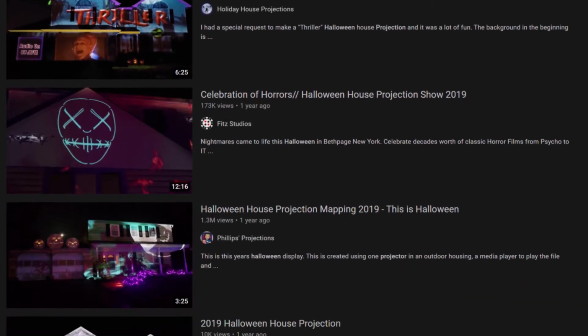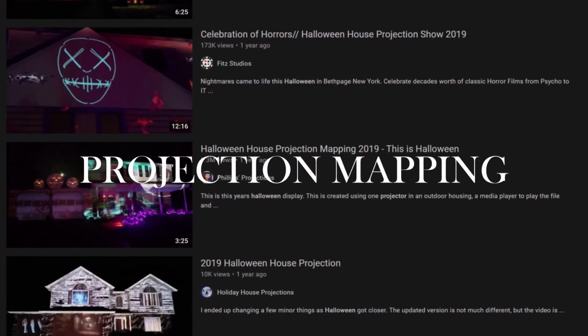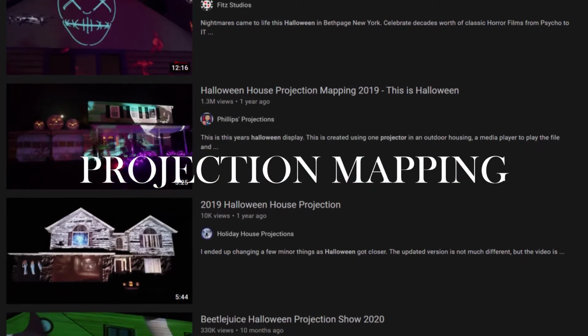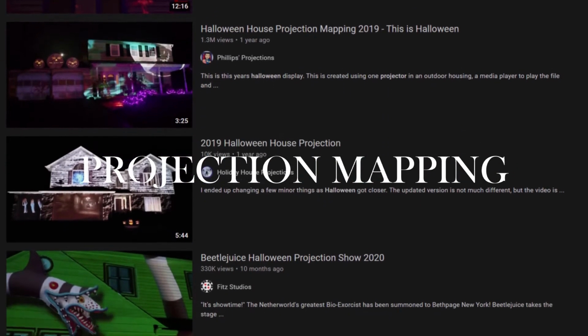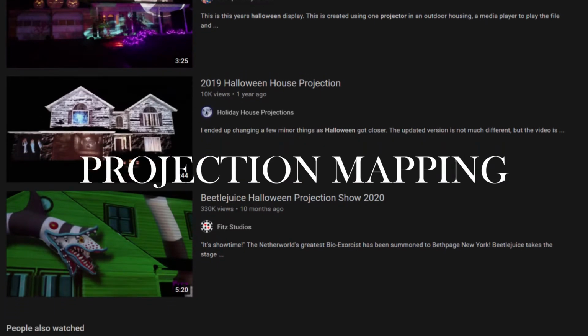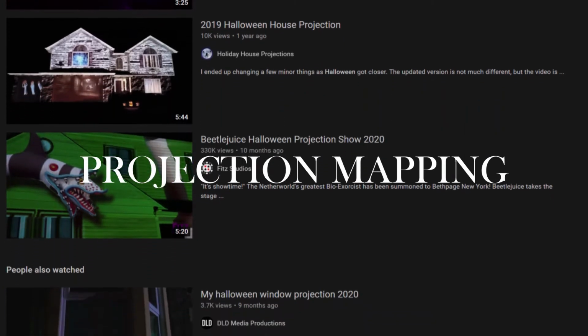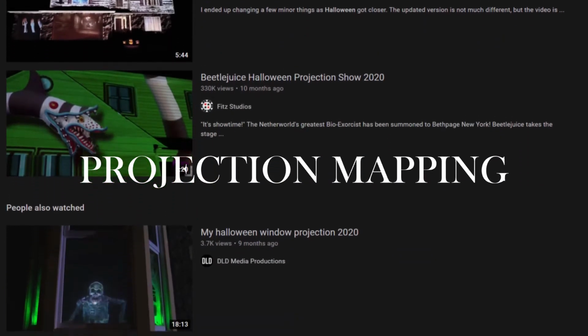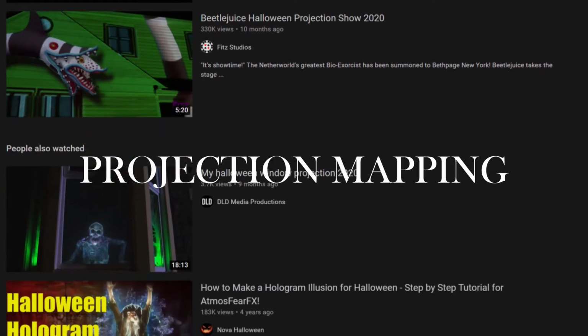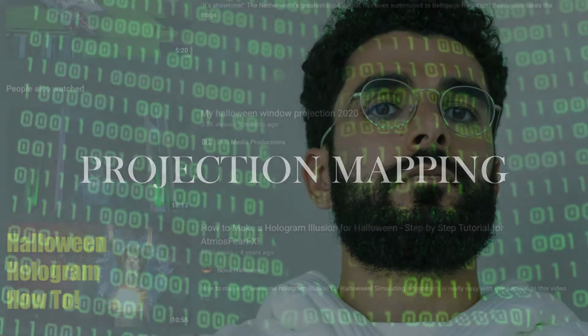Well, what they're doing is projection mapping. Now, the projection part is actually fairly simple. They're using a projector, very similar to the one you might find in an office conference room. But what about the mapping part? What is projection mapping? That's exactly what we're going to take a look at today.